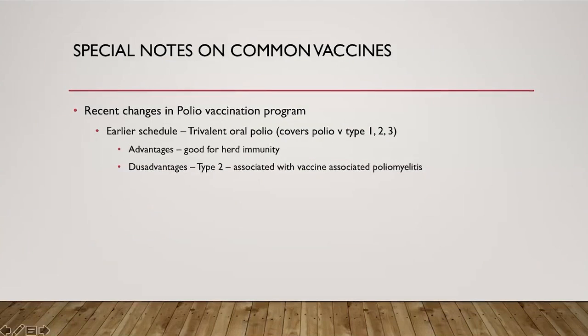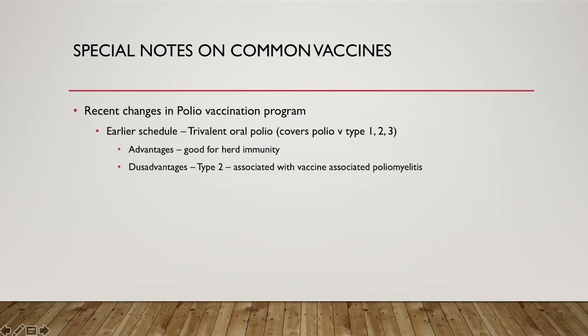Right. So some special notes on the common vaccines which are available in our schedule. Now there have been some recent changes in the polio vaccination program. In the earlier schedule, we used a trivalent oral polio vaccine. So trivalent oral polio vaccine covered 3 types of polio virus: polio 1, 2 and 3. The advantage is that it is very good for herd immunity, because the polio virus which is given as a vaccine is excreted via stools and it can reach other unvaccinated children and produce immunity.